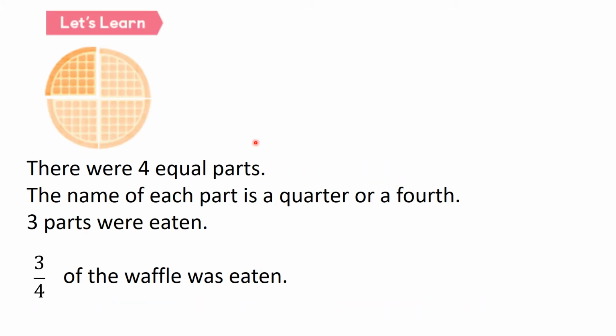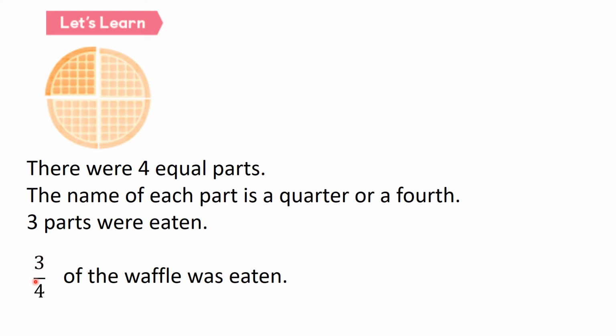So, hopefully you said to your partner that there are 4 equal parts. And if we had the whole waffle in front of us, it would look like this. So they've, just like I did, they've extended that curved line to make a full circle, and there would be 4 equal parts. Now the name of each part is a quarter or a fourth. And we learned about that a little bit yesterday too. Now 3 parts were eaten.